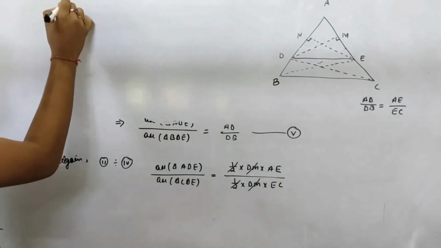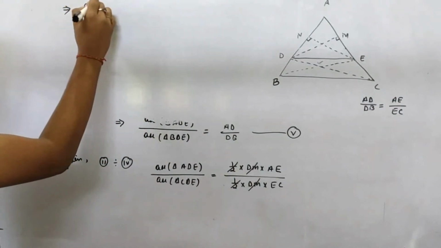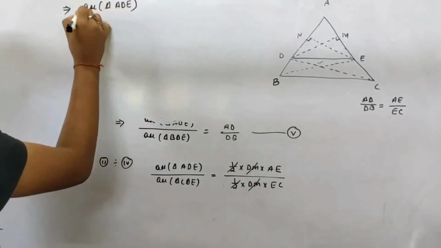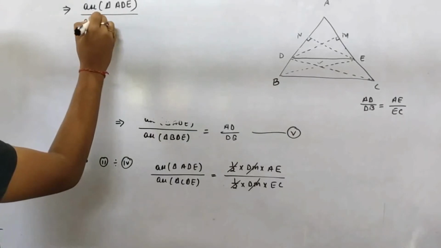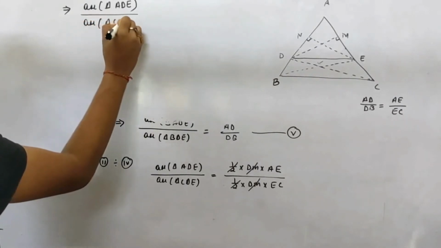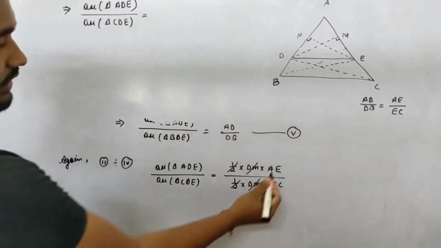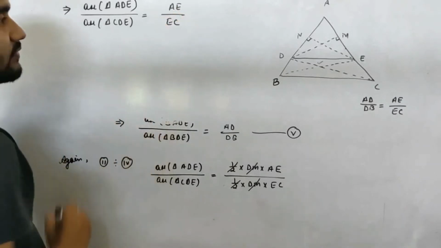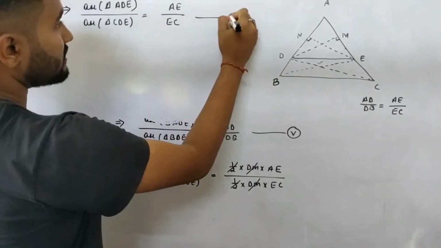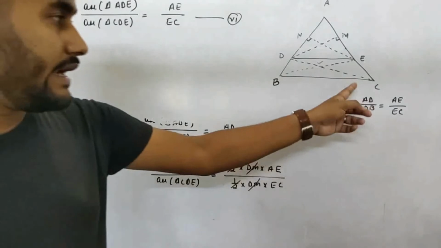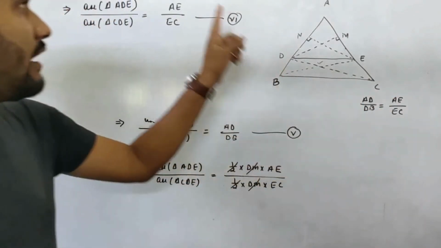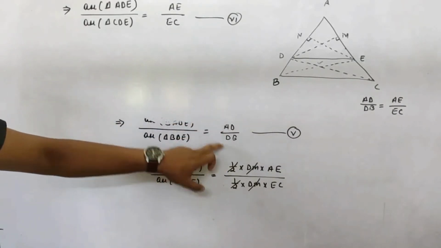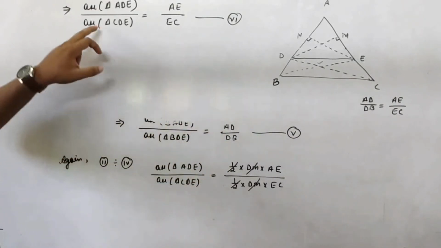Which implies area of triangle ADE divided by area of triangle CDE will be equal to, what remains? AE by EC. AE by EC. Understood? So this is my equation 6. So see, I have got AD by DB also, and I have got AE by EC also. What is my last part? I have to make these two parts equal. When will these two parts be equal?